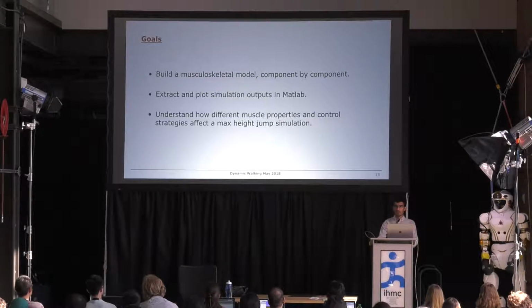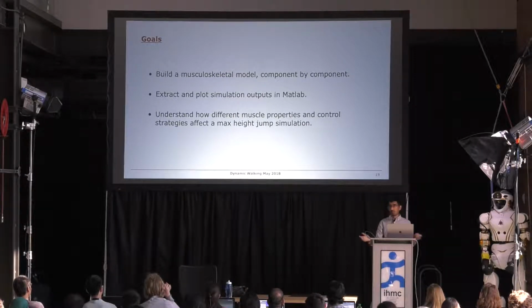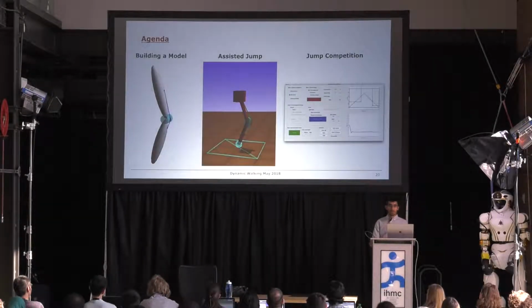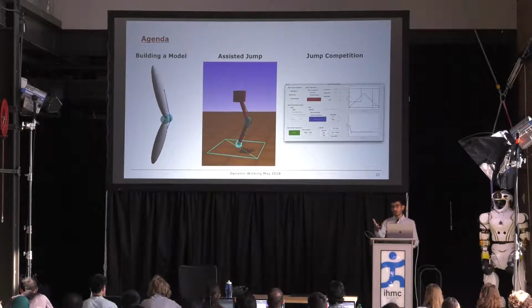So the goals for today: we want you to know how to build an OpenSim model from scratch. We want you to know how to interact with that model in MATLAB and plot quantities from your simulations. And then we want you to compete with each other to maximize jump height of a model. Okay, so for the first goal, we'll build a simple leg model with one muscle, and you're going to understand every component in this model. Then we're just going to hand you a more complex model with an assistive device, and we'll walk through that model, and then we'll use that model in a competition.